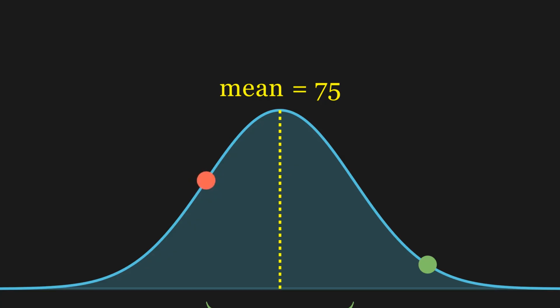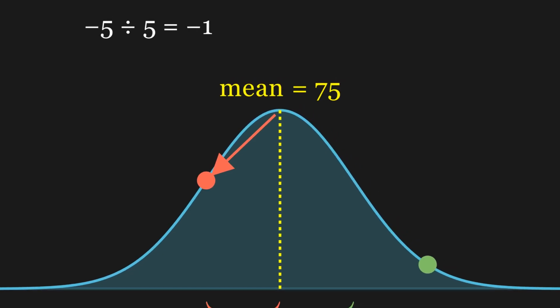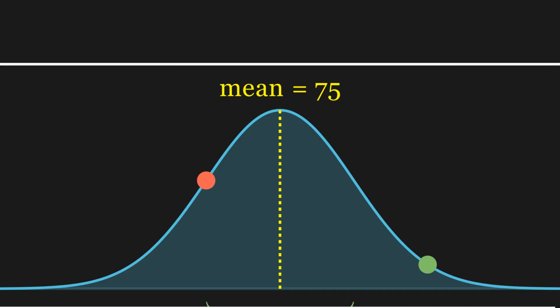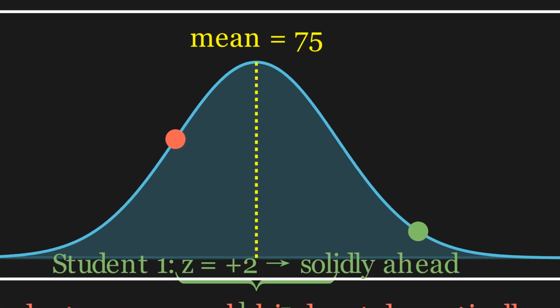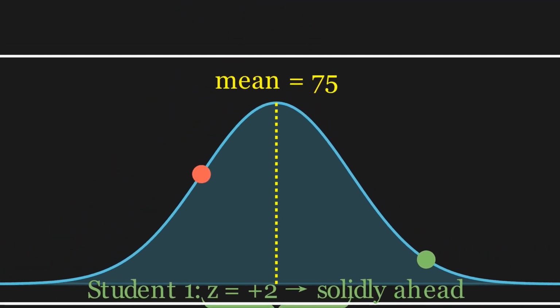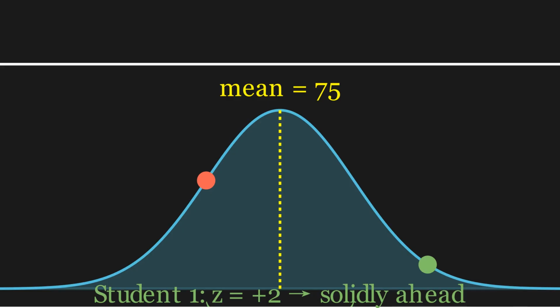Student 2 scored 70. 70 minus 75 is negative 5. Negative 5 divided by 5 is negative 1. So this student's z-score is negative 1. Their score sits 1 standard deviation below the mean. Now we can actually compare them fairly. Student 1 is 2 standard deviations above average, solidly ahead of the pack. Student 2 is 1 standard deviation below average, behind the pack, but not dramatically so. Even though 85 and 70 look like very different raw scores, the z-scores tell us exactly how each person did relative to everyone else on that specific test.